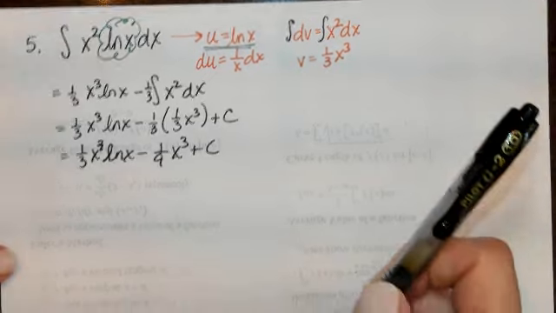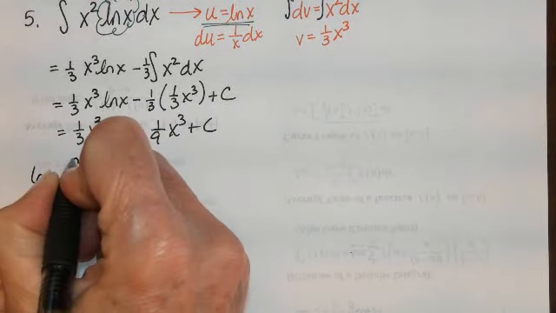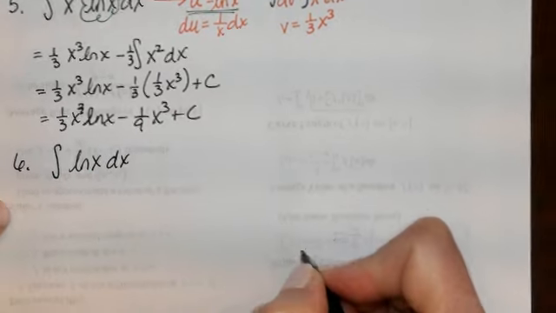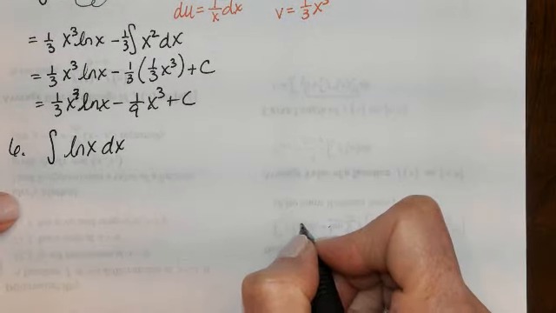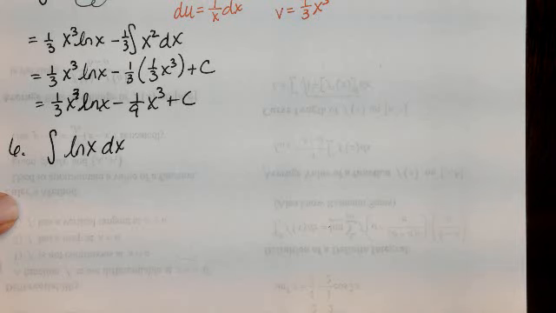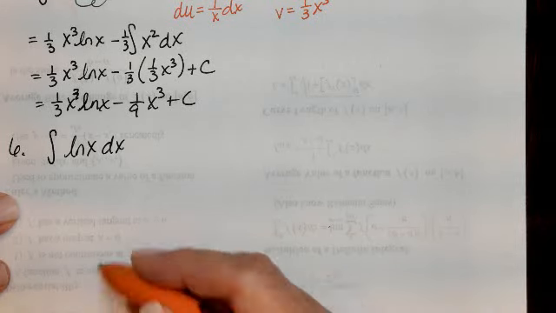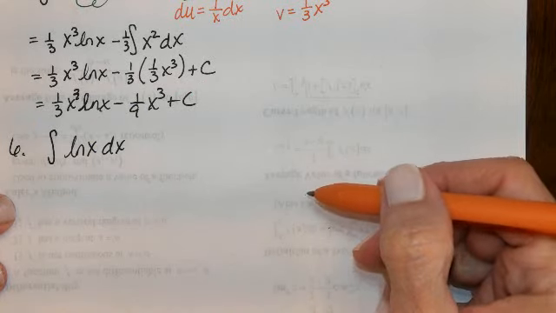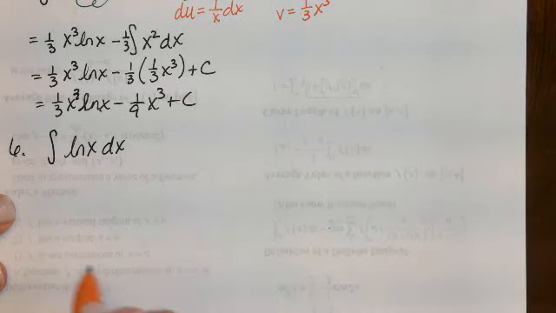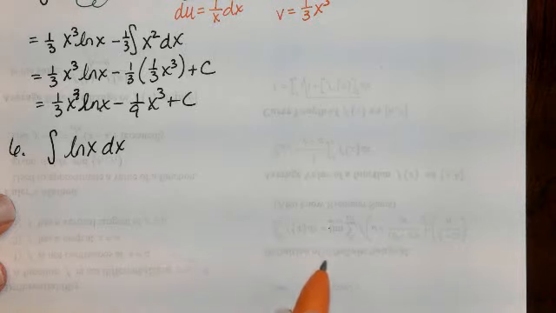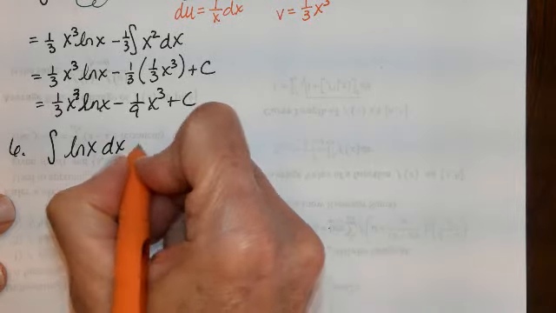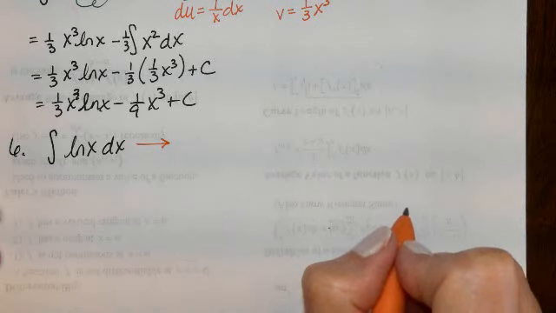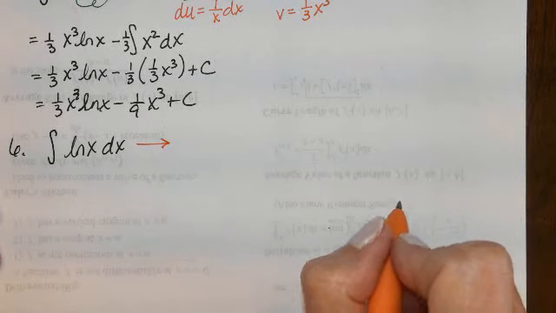Now that we know how to do that, we need to find the antiderivative of just natural log x dx. Let's do that. This is interesting. What function's derivative is natural log x? We have not done that yet. We've never had a function that when we took the derivative, we got natural log x. All right. This doesn't look like a by parts problem, but it is.